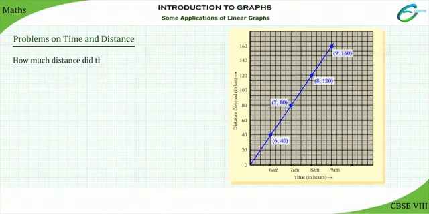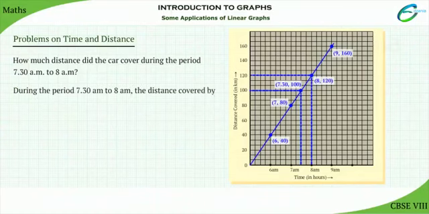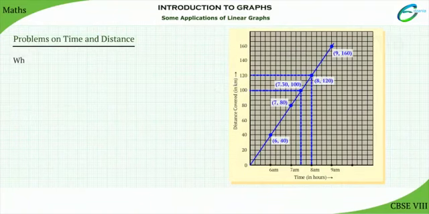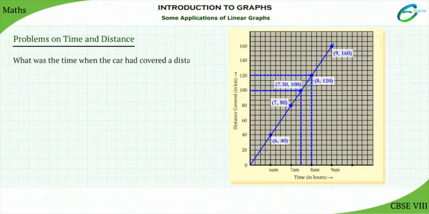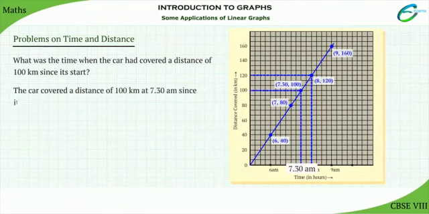How much distance did the car cover during the period 7:30 a.m. to 8 a.m.? At 7:30 a.m., the car has traveled 100 kilometers, and at 8 a.m., the car has traveled 120 kilometers. Thus, during the period 7:30 a.m. to 8 a.m., the distance covered by the car is 20 kilometers. What was the time when the car had covered a distance of 100 kilometers since its start? The car covered a distance of 100 kilometers at 7:30 a.m. since its start.